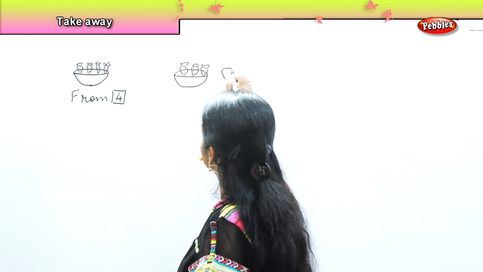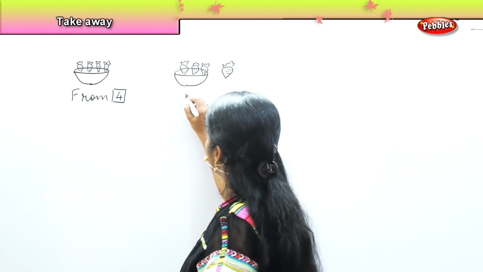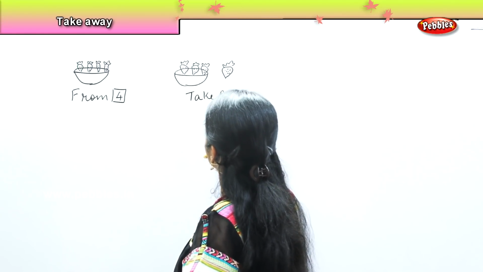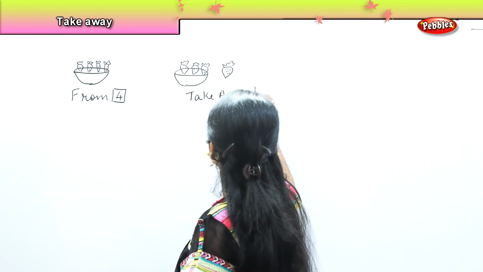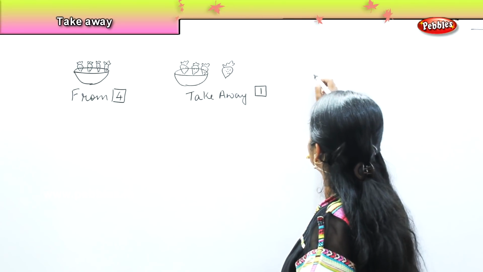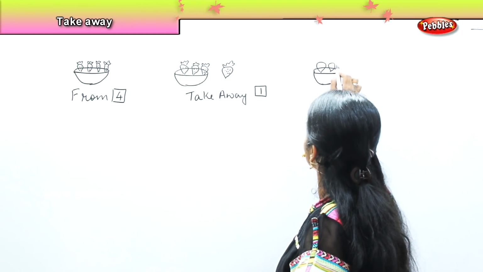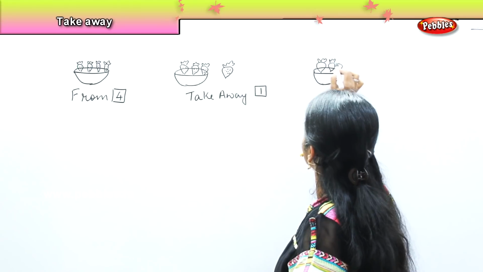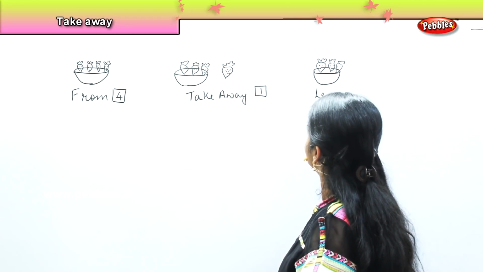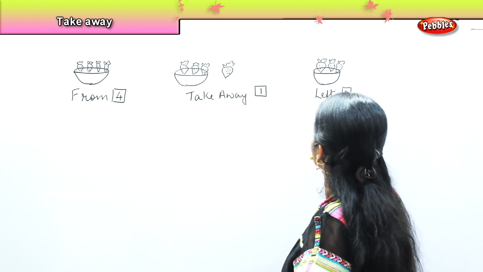Okay, so she takes this particular strawberry away. So how many strawberries did she take away? What is the number, children? It is number 1. So, how many strawberries are remaining in this particular basket? What is left? Count and tell me. It's 1, 2 and 3.